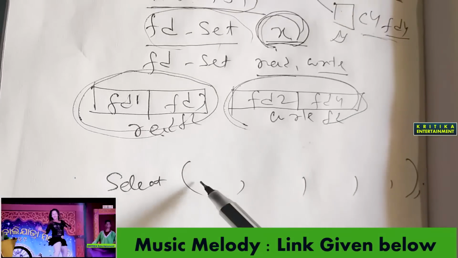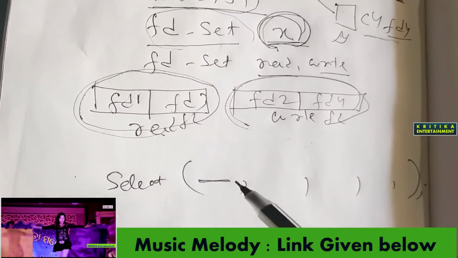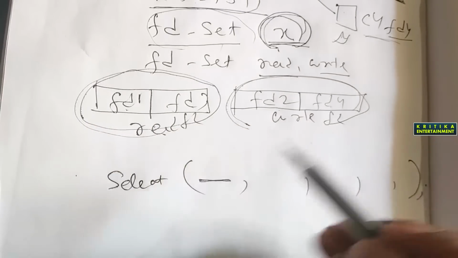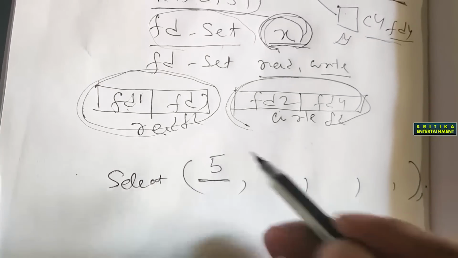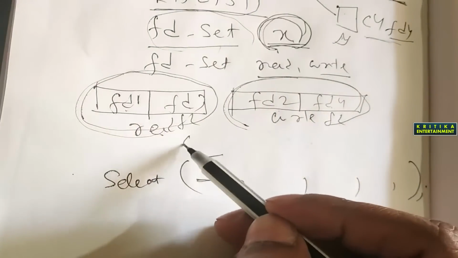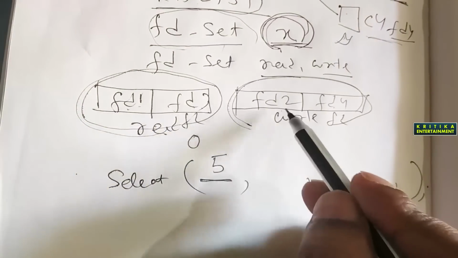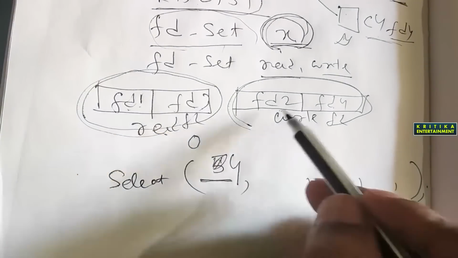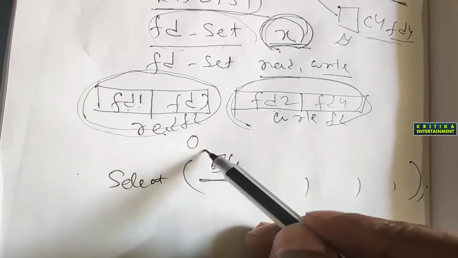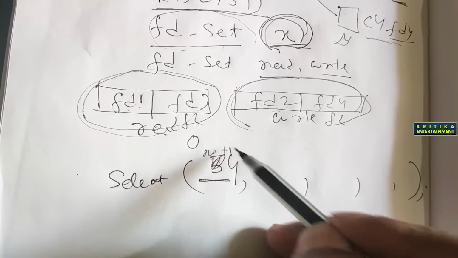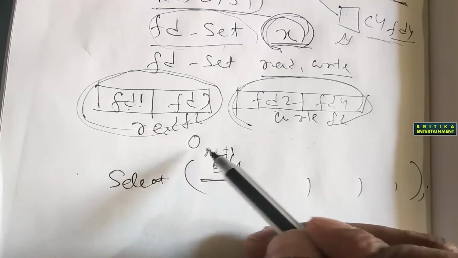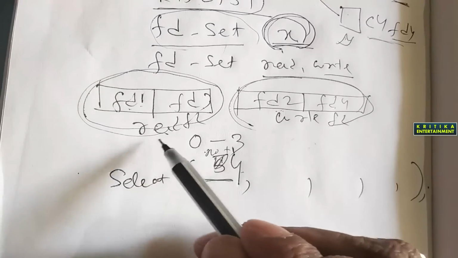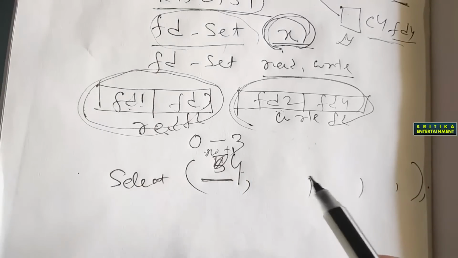What are the five? First is the maximum number of FD. Suppose 1, 2, 3, 4, then here we give 5. That means it will search from 0, 1, 2, 3. Suppose the maximum is 4: 0, 1, 2, 3, 4. That means the number of FD plus 1 is 4. Then it will search from 0 to 3.